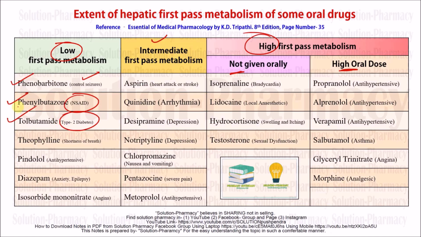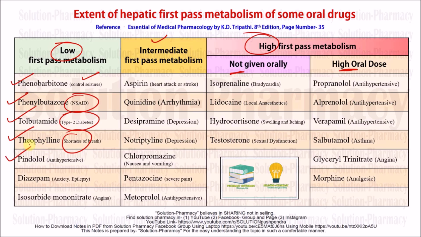Now, next drug is theophylline. This theophylline is used for the treatment of shortness of breath. That means if someone is having a problem with breathlessness, then that drug should be given to them. All these drugs which I am going to explain are examples of the category having low first pass metabolism. Next drug is pindolol.